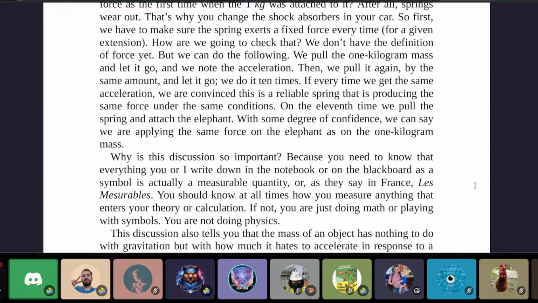We don't have the definition of force yet, but we can do the following. We pull the 1 kilogram mass and let it go, and we note the acceleration. Then we pull it again by the same amount and let it go. We do it 10 times. If every time we get the same acceleration, we are convinced this is a reliable spring that is producing the same force under the same conditions. On the 11th time, we pull the spring and attach the elephant. With some degrees of confidence, we can say we are applying the same force on the elephant as on the 1 kilogram mass.